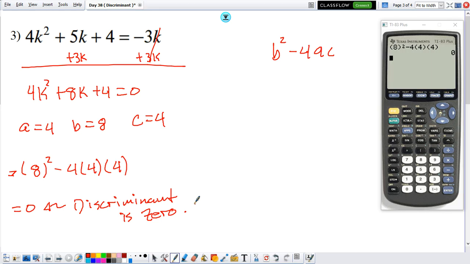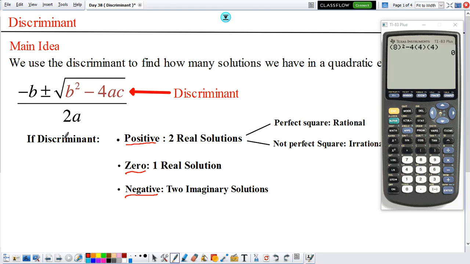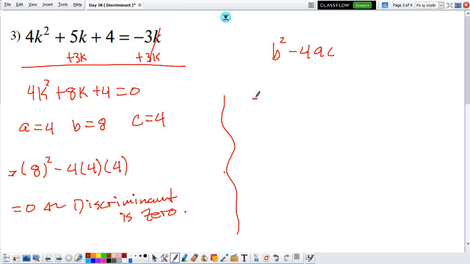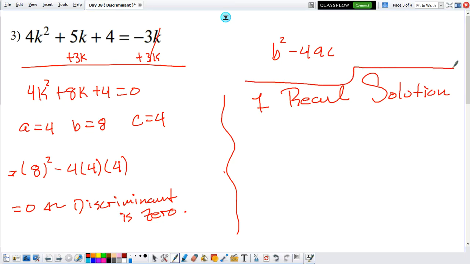So now what kind of conclusion can we have? Well, if we look back, if we have a discriminant that is 0, we're just going to have one real solution. The discriminant is 0, so what is our conclusion? We're just going to have one real solution. Now here, you don't have to tell if it's rational or irrational because the discriminant is 0. So when the discriminant is 0, we just say it's a real solution.